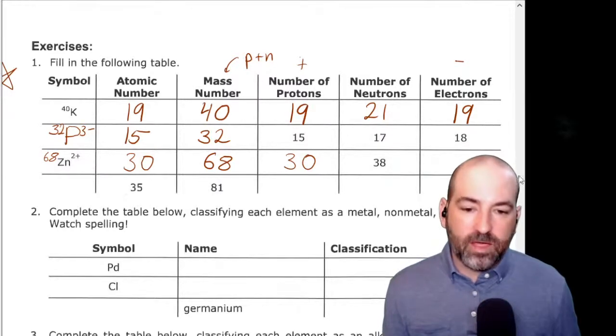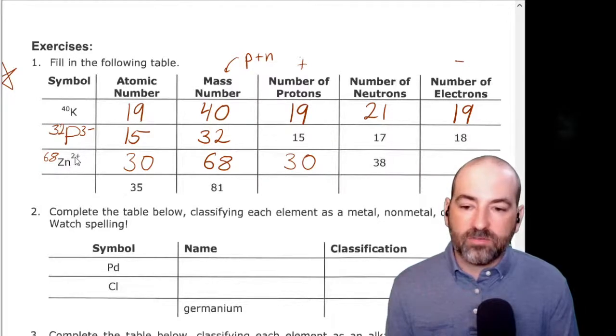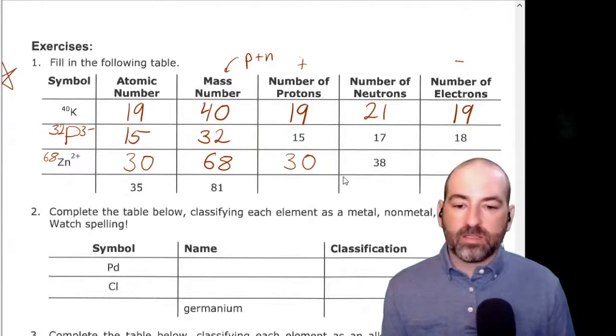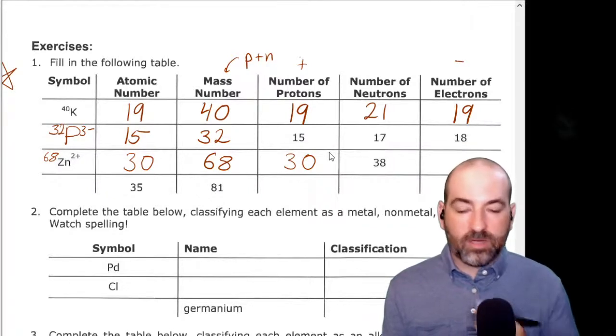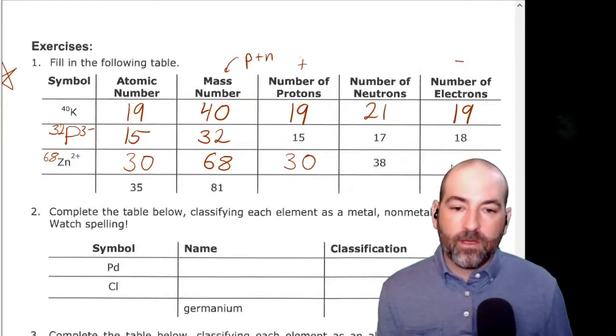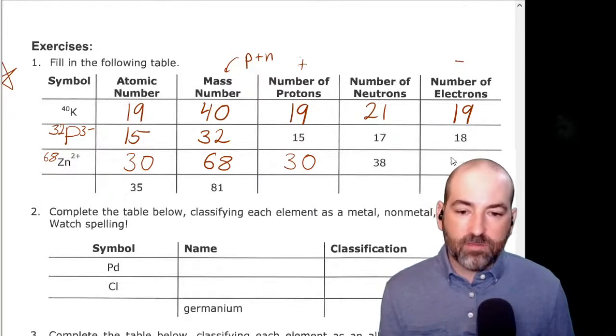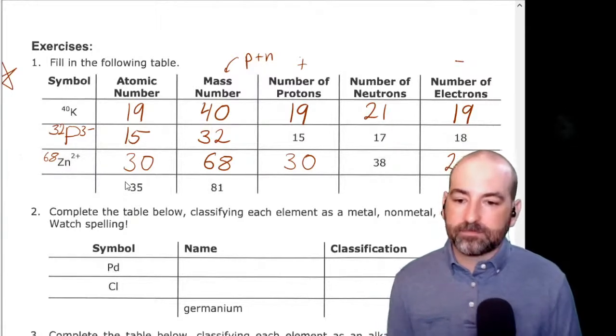And then for the number of electrons, we look over at the charge and we see that this zinc has a charge of +2. So that tells us that we need fewer electrons than protons. We can't change the number of protons because that would change the element. But we can change the number of electrons and go from 30 to 28. We have fewer electrons there.